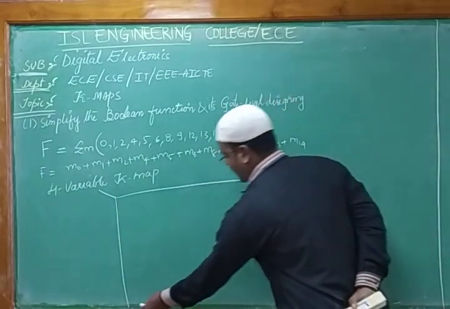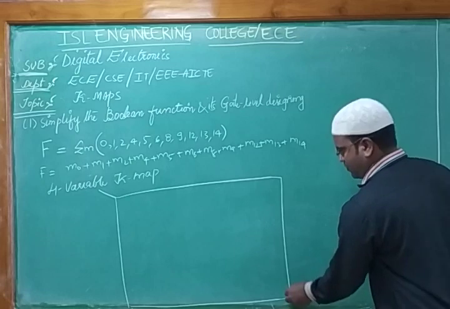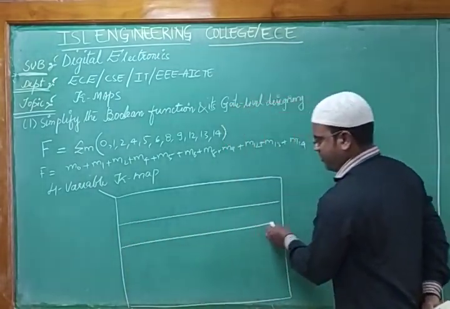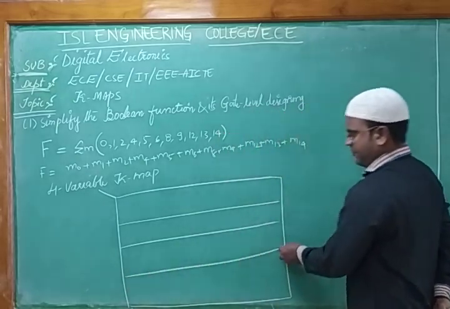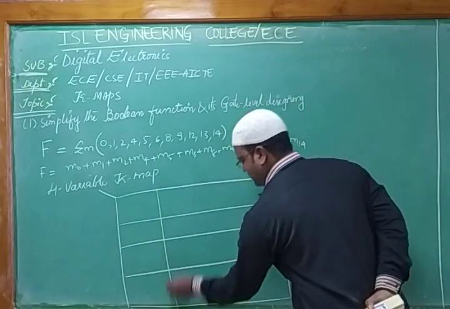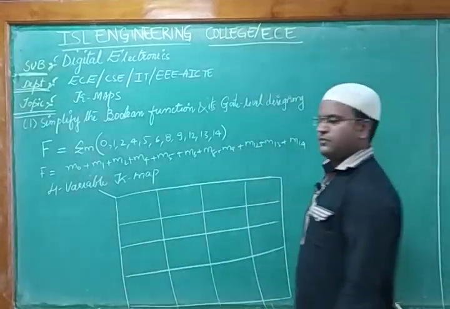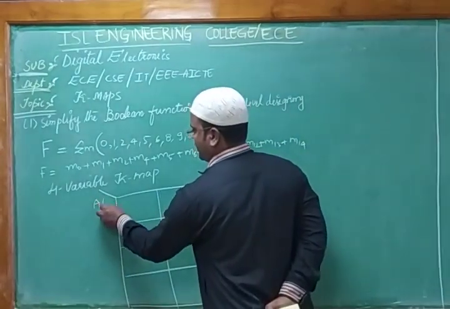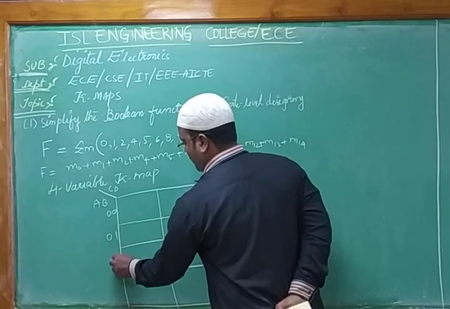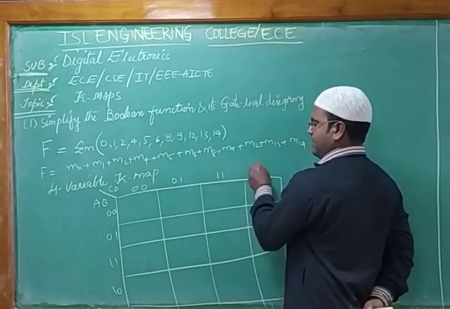We'll take the pictorial diagram for it. We make 4 rows and 4 columns, like this. That is 1, 2, 3 and 4 rows, and 1, 2, 3 and 4 columns. We'll try to find the values for it. So with A, B and C, D, the combination would be 00, 01, 11 and 10. Here also 00, 01, 11 and 10.